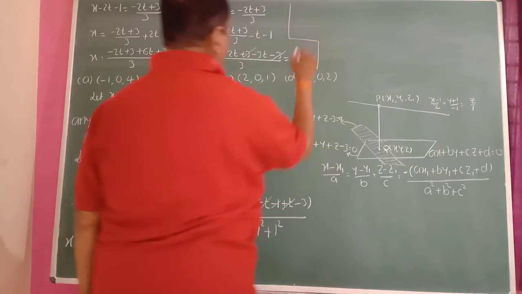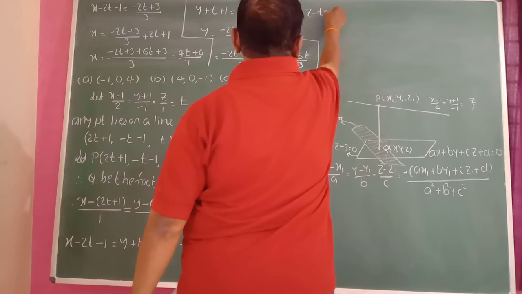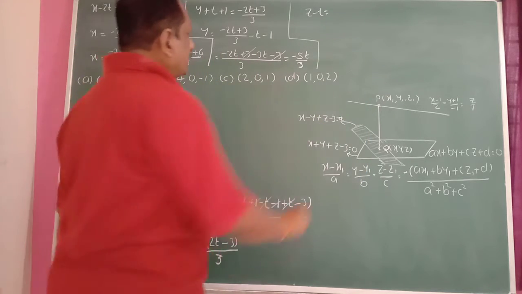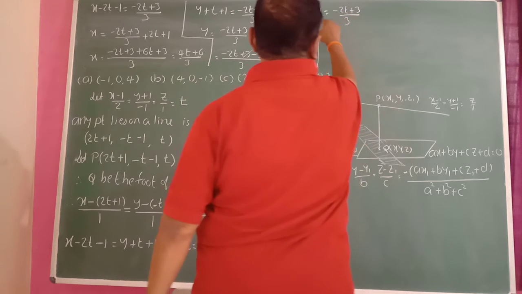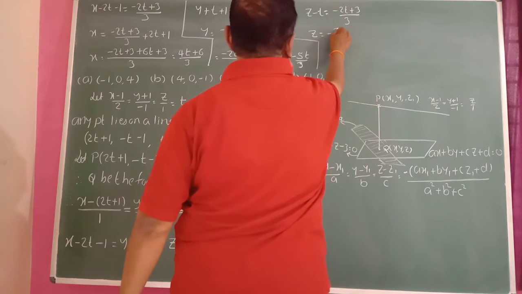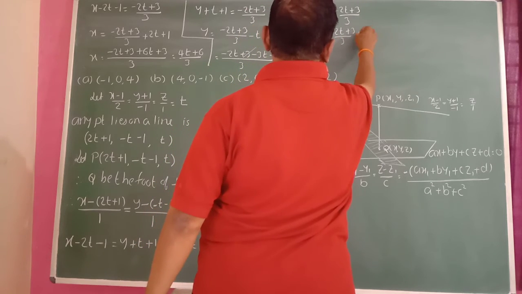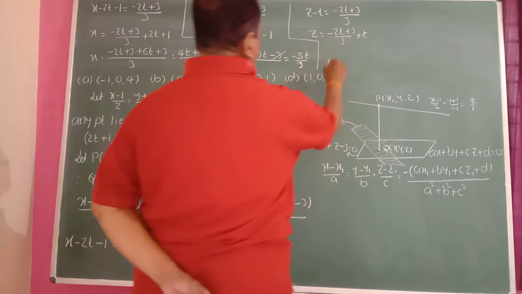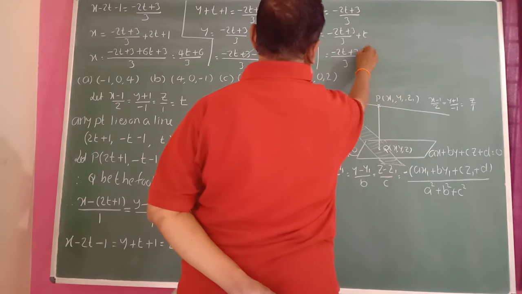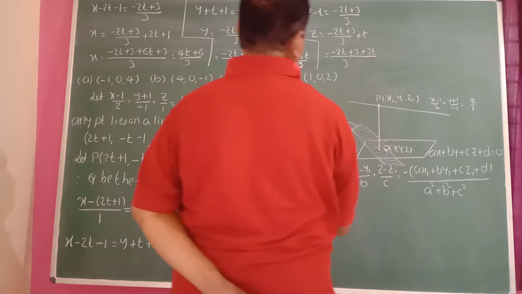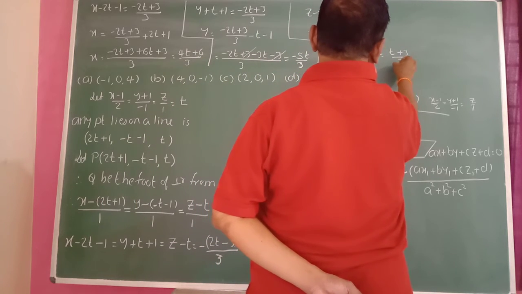Similarly, z minus t is equal to minus 2t plus 3 divided by 3. Take minus t to the right hand side: z is equal to minus 2t plus 3 divided by 3 plus t. Then 3 is the LCM: minus 2t plus 3 plus 3t. Then 3t minus 2t becomes t, plus 3, divided by 3.